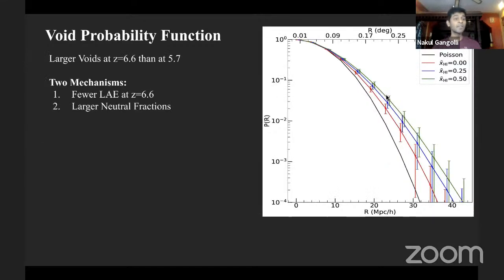We do the same analysis at redshift 6.6, but what we find is that there are actually larger voids at redshift 6.6 than at 5.7. But that's more so because there's a lower LAE surface density at 6.6, and you can see how the Poissonian distribution changes quite significantly because of that, and how all these curves change with respect to that Poissonian distribution. We also deal with larger neutral fractions, but those are really only applicable to the blue and green lines. But at the end of the day, we see the very same idea, where with more neutral gas, the voids seem to grow in size.